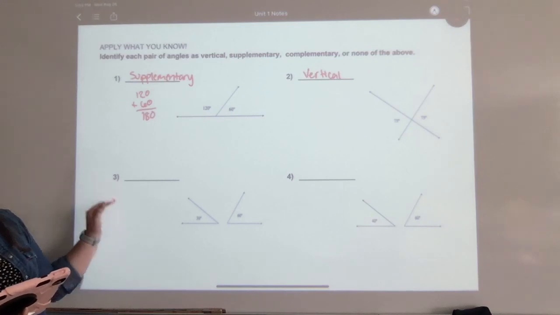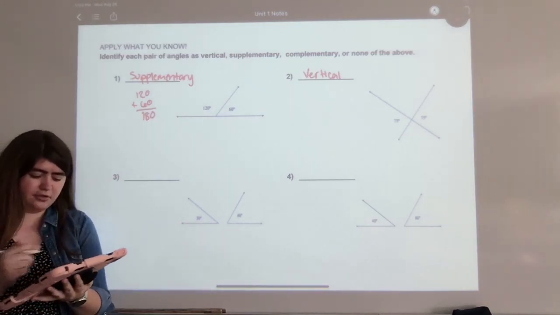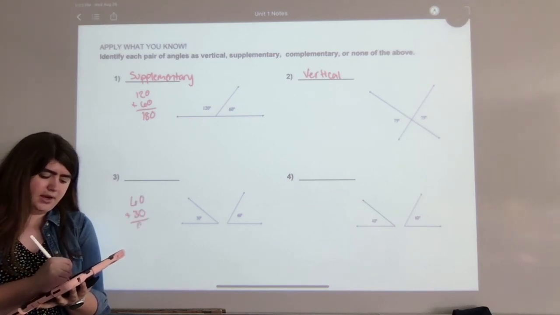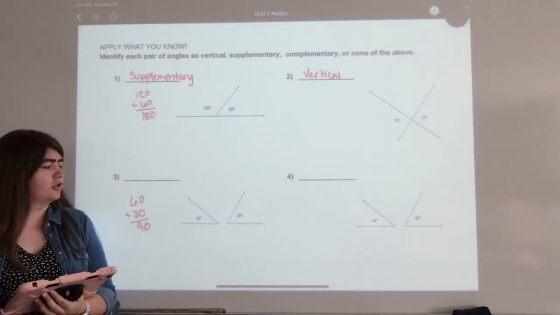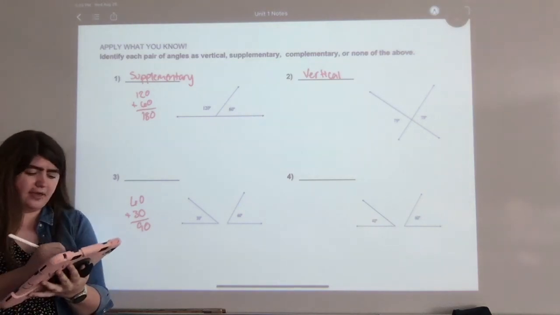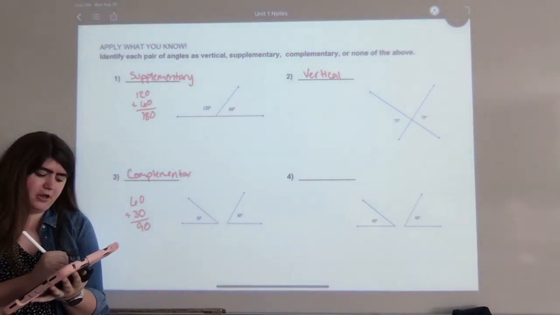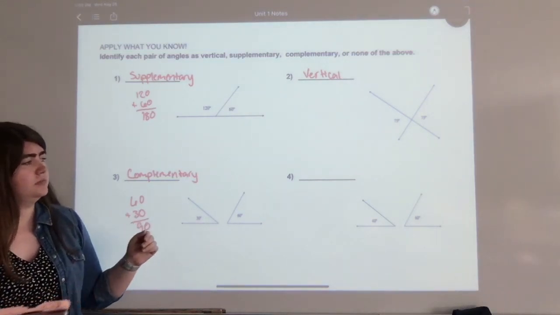All right, number 3, we have a 30-degree angle and a 60-degree angle. If I were to add those two things together, 60 plus 30 is equal to 90. Because they add up to 90 degrees, it's not supplementary, they're not vertical, so those have to be complementary angles, which if you remember from the definition, two angles that add up to 90 degrees, that's what we have here.